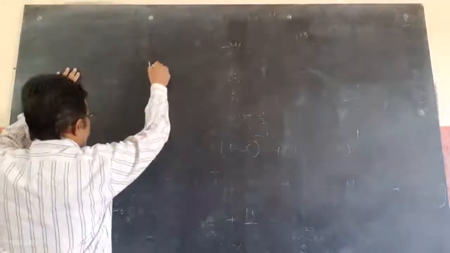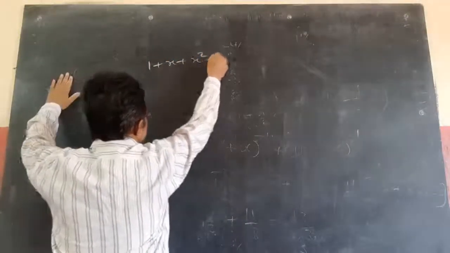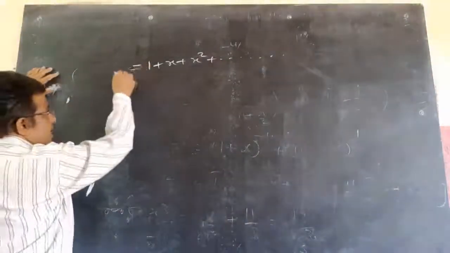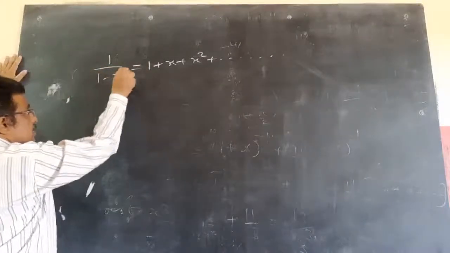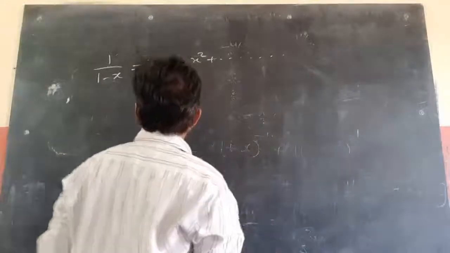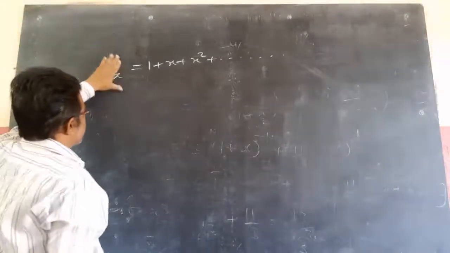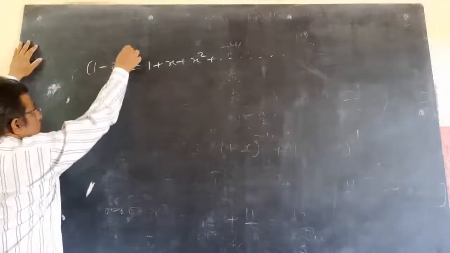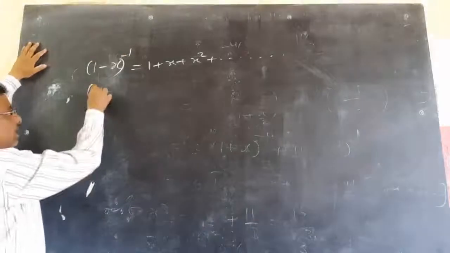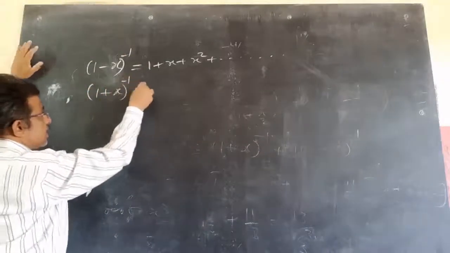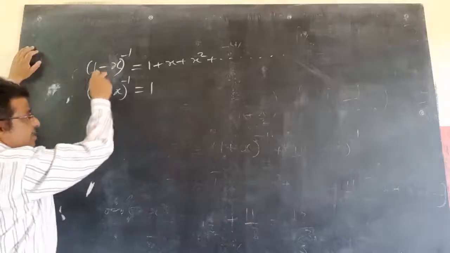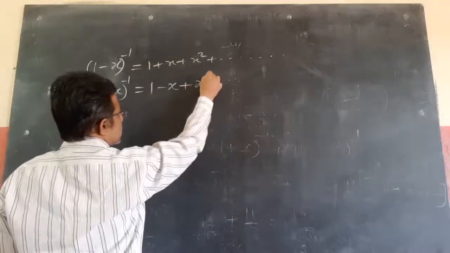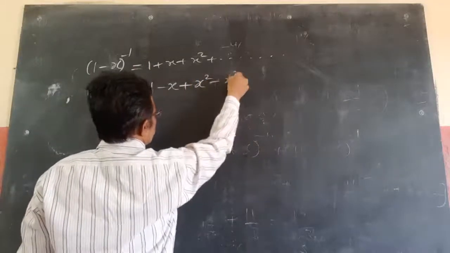Now we know the GP 1 plus x plus x square and so on till infinity. This is a GP. So what is the sum of the GP? It is a by 1 minus r, that is 1 by 1 minus x. So I can write this as (1 minus x) to the power minus 1. If I substitute minus x in place of x, I will get (1 plus x) to the power minus 1, that is 1 minus x plus x square minus x cube and so on till infinity.